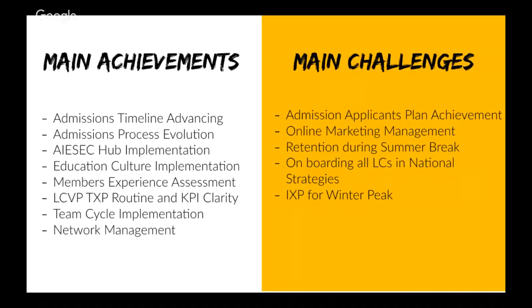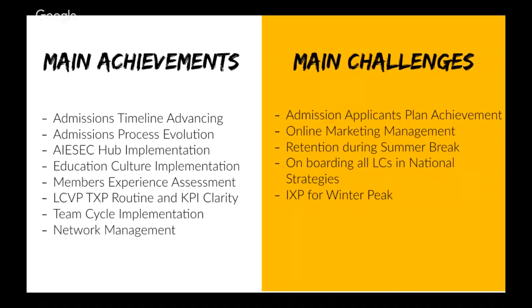Then retention during summer break. As you saw on the graph, we had a very huge drop of membership in both July and August. So it leaves us in September, when we should be doing a lot of things operationally speaking, with a very low talent capacity. So how can we actually solve this bottleneck?